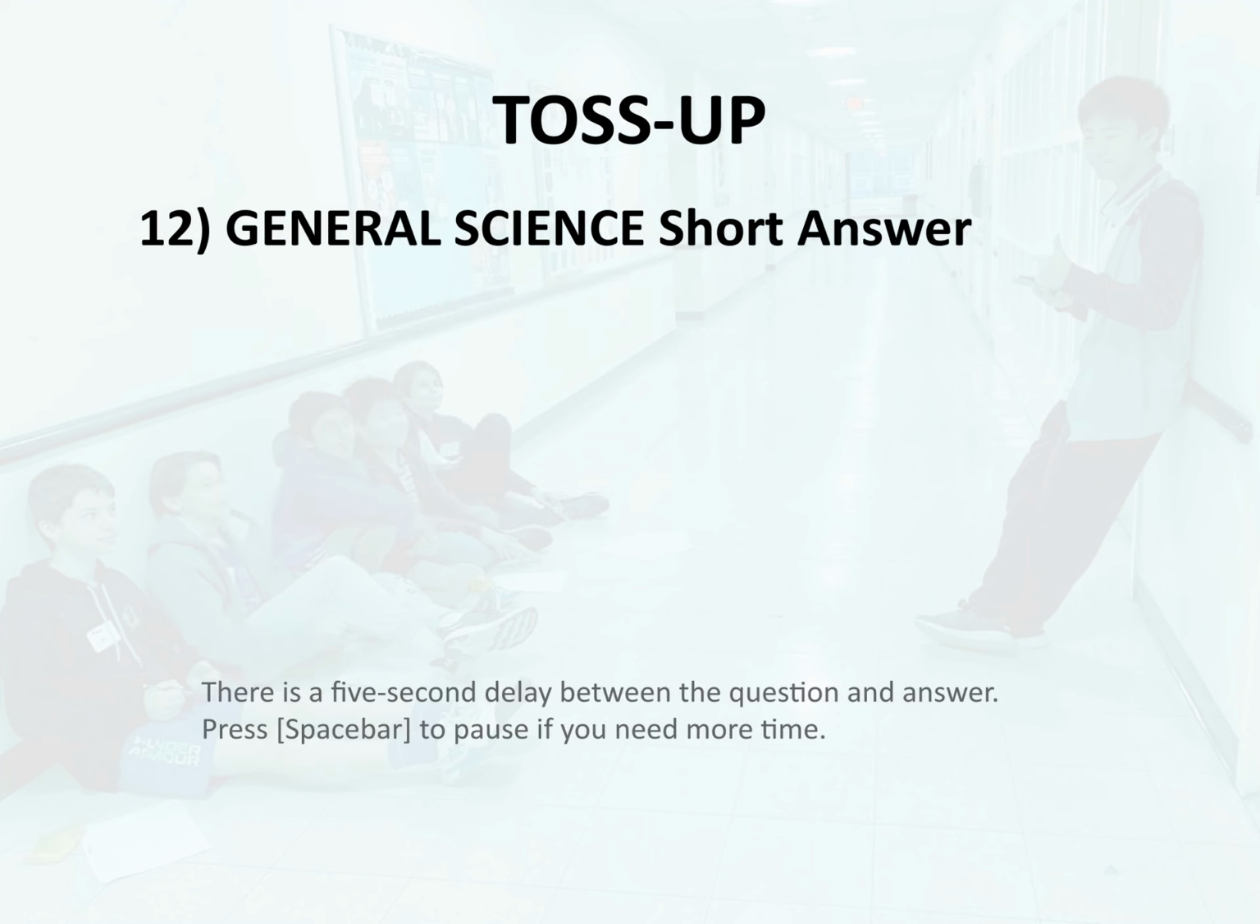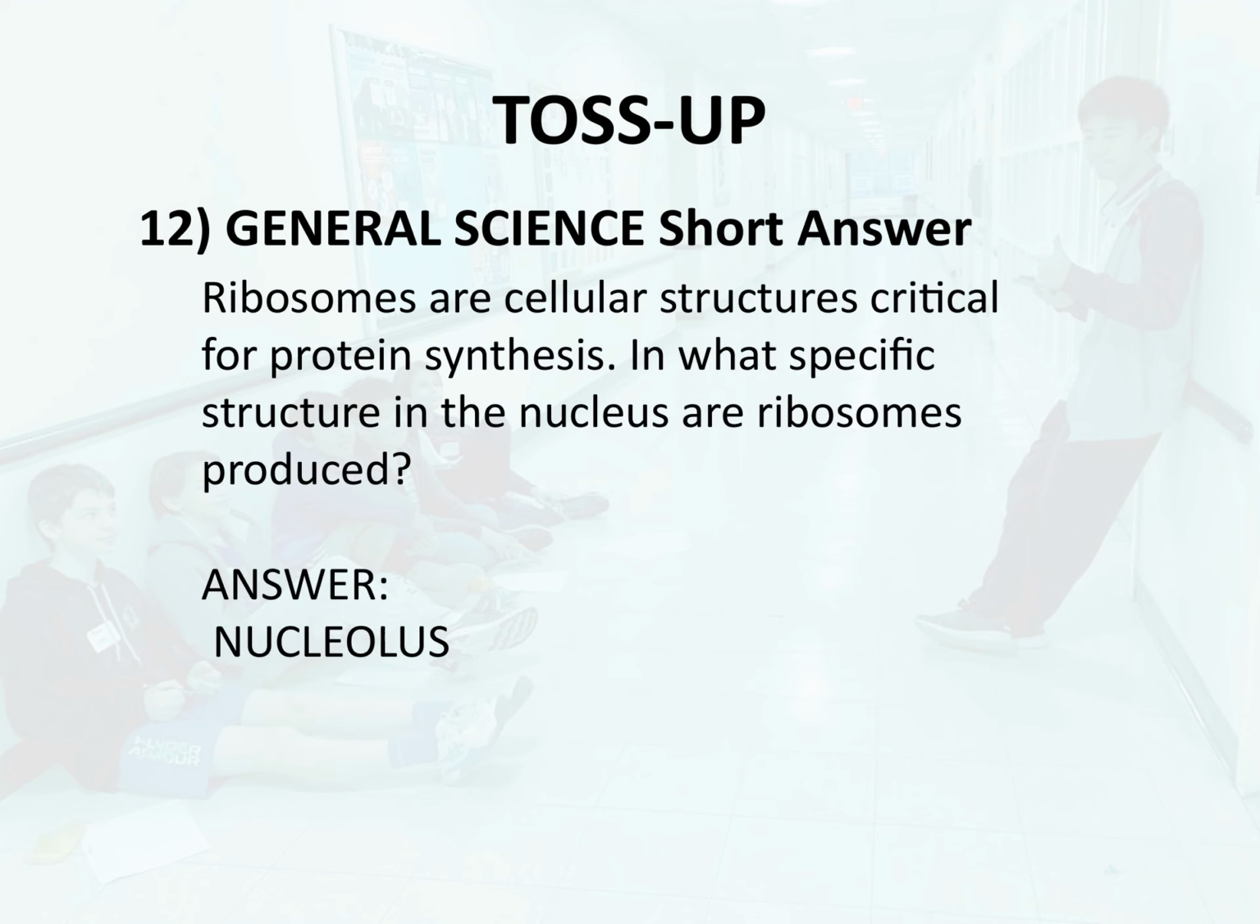Toss-up 12. General science. Short answer. Ribosomes are cellular structures critical for protein synthesis. In what specific structure in the nucleus are ribosomes produced? Answer. Nucleolus.